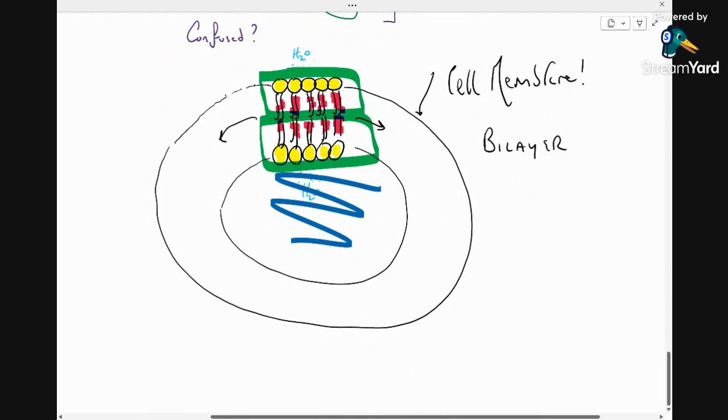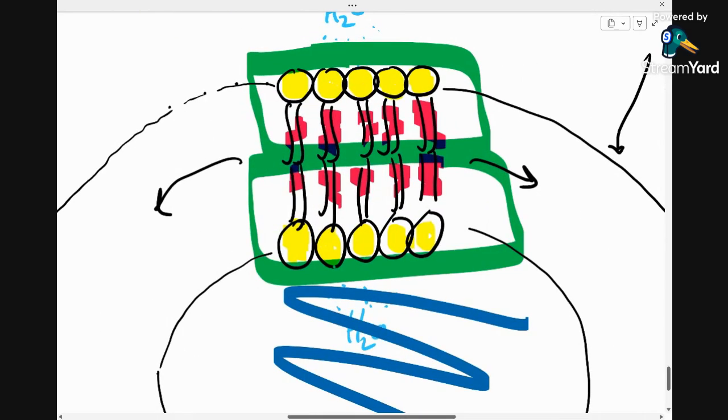So cell membranes, or actually any type of membrane, so organelle membranes as well, form a bilayer structure spontaneously because the hydrophobic tails here in the middle in red will pack together to try and get away from water as best they can, and the hydrophilic heads will interact with water.